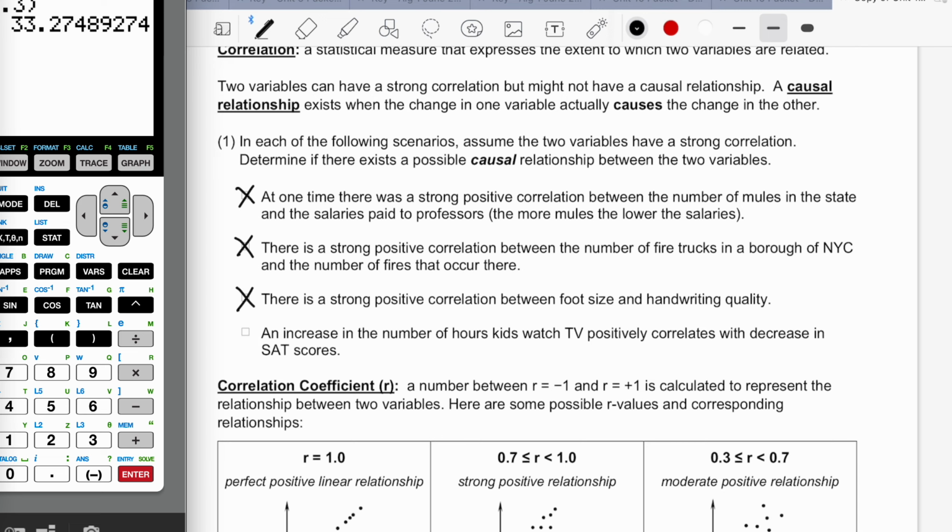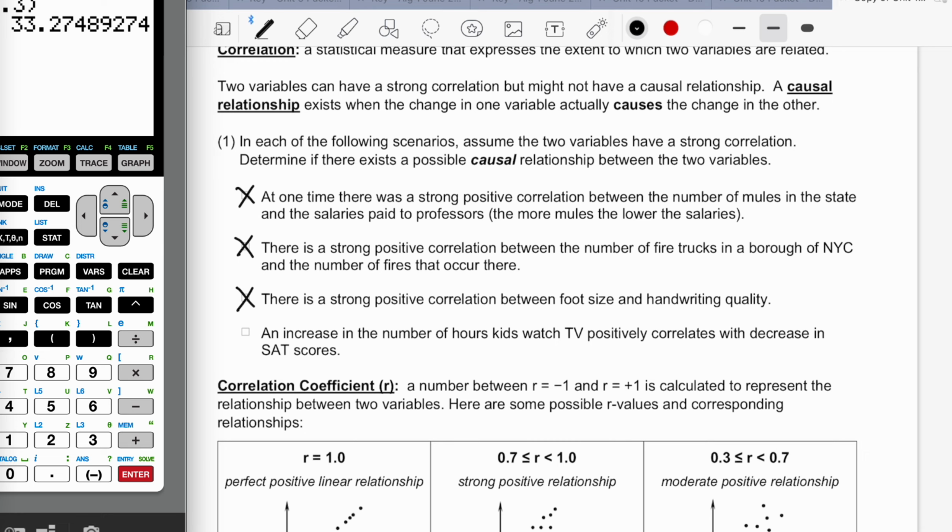I mean, if you could think of any relationship between foot size and handwriting. Now, hand size and handwriting quality, maybe. I don't know. I still wouldn't even necessarily establish causality there, but it's more likely for that than it is for foot size. An increasing number of hours kids watch TV positively correlates with decrease in SAT scores. Right?